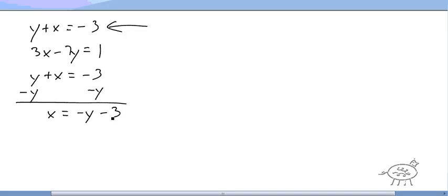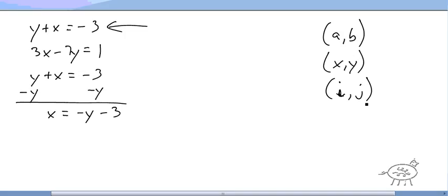By the way, if it is a and b, it's always a comma b, just like it's x comma y. You put it in alphabetical order. So it could be i comma j. Okay, so always alphabetical order.